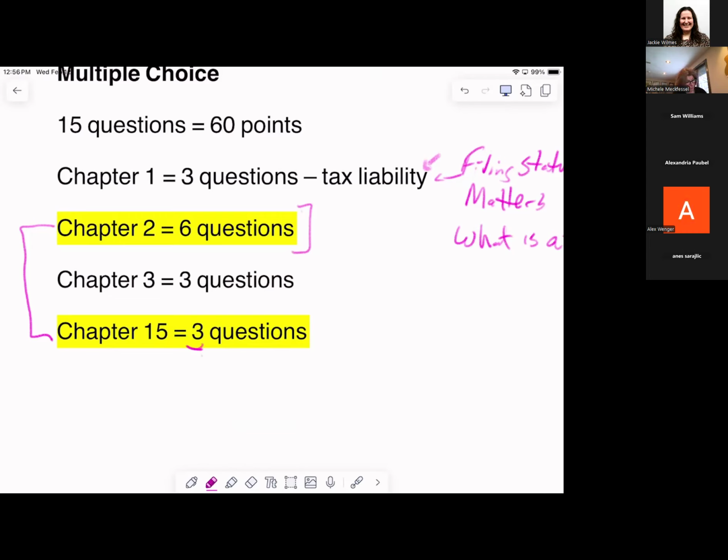All right, chapter 3. Chapter 3 is all about tax planning. There are 3 multiple choice questions from chapter 3. Remember that I warned y'all that one of those chapter 3 questions would be, what is the purpose of tax planning?